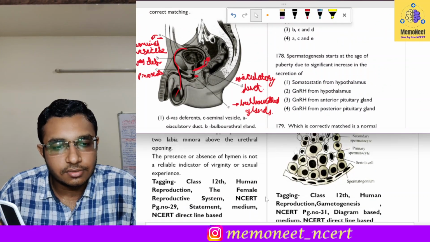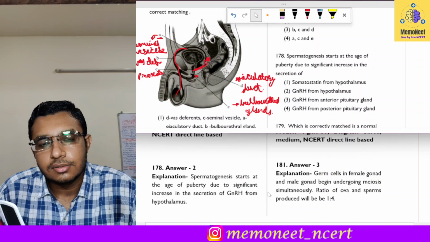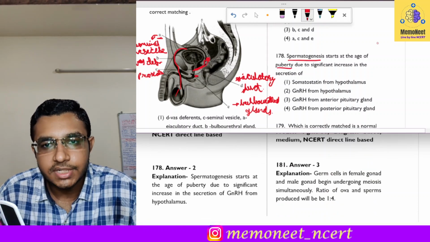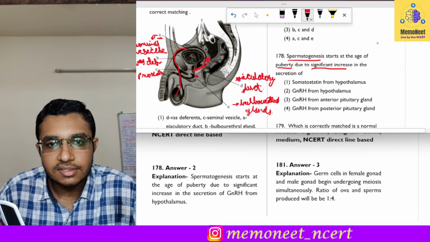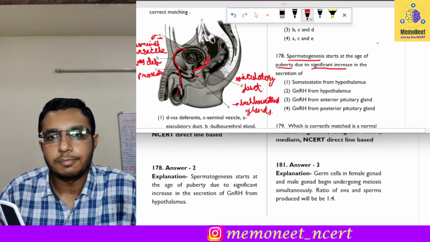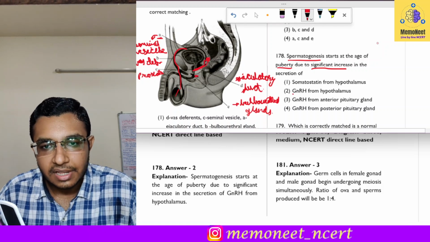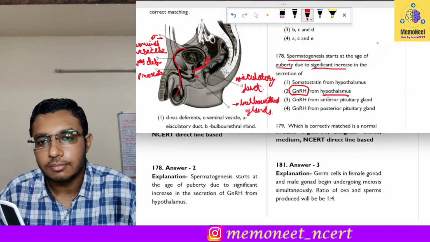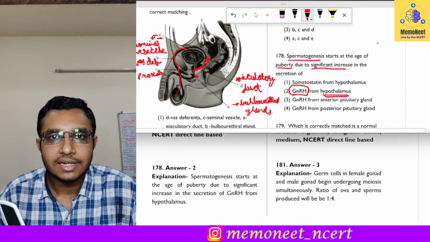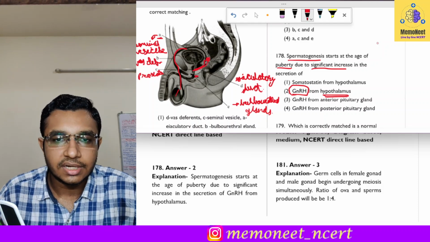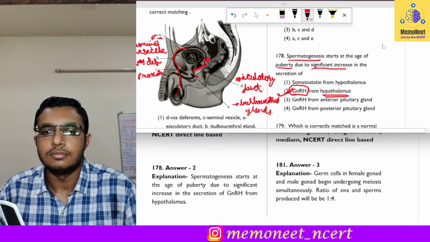Next question is question number 178. It states that spermatogenesis starts at the age of puberty due to significant increase in the secretion of which hormone? So spermatogenesis is initiated during the puberty due to the significant increase of the GnRH from the hypothalamus. What is GnRH? It is the gonadotropin releasing hormone. Okay, so the correct answer of this question is option 2.